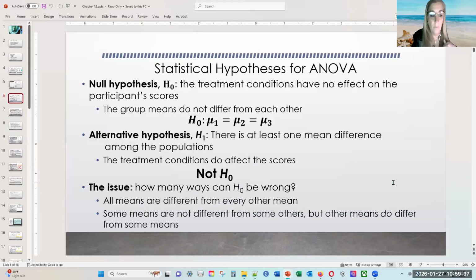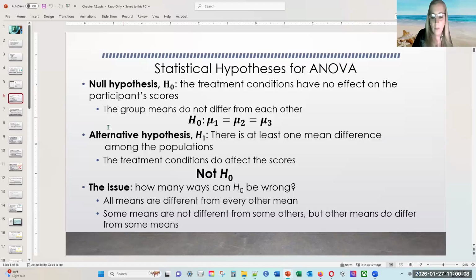All right, so this chapter, however, will cover only one factor with three or more levels, all right? In our next chapter, chapter 13, we're going to look at factorial ANOVA that includes two or more factors, okay?